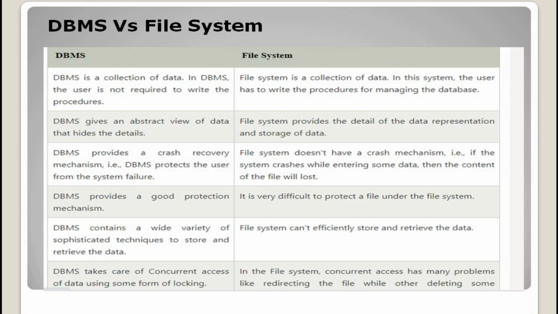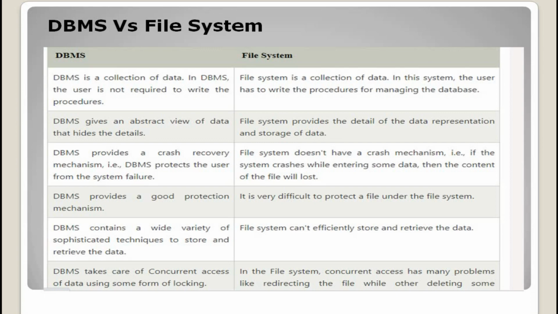The next one is database management system gives an abstract view of data that hides the details, but it was not possible in the file system. So basically this point is saying that abstraction is available in the database management system, where we can just show the relevant part of a record to the user and we can hide the rest of the details. But in file system, we were not having any such concept. By using views in the database management system, we can achieve this.